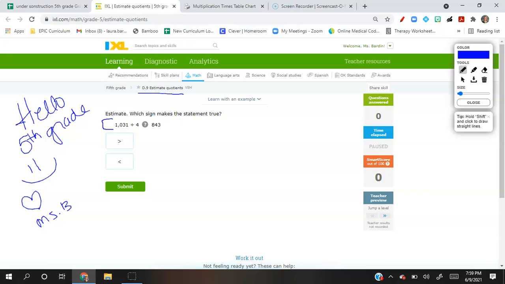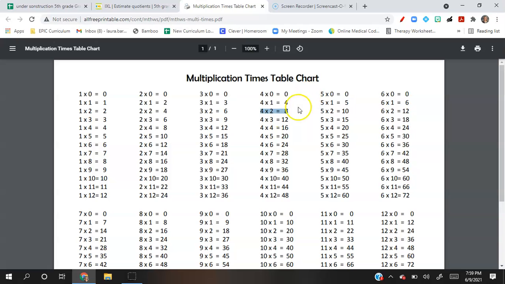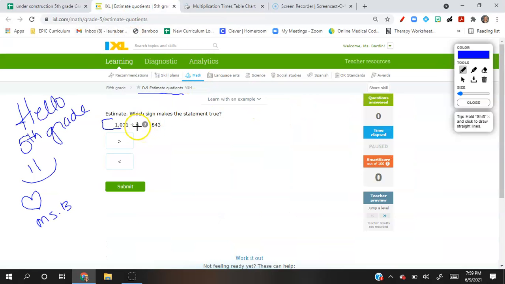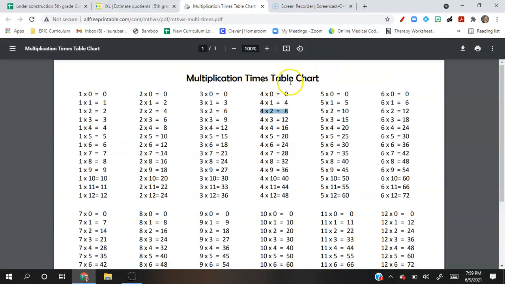So here's what I want you to do. I want you to look at the first two digits. Those first two digits are 1 and a 0, so that's 10. So I want you to imagine 10 divided by 4. Well, let's use our multiplication chart in order to get close because we're estimating. So I'm going to go to my 4s because I am dividing by 4 right here. So let's go to our 4 table.